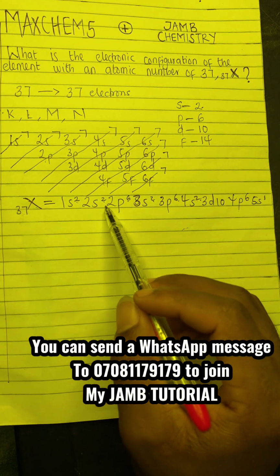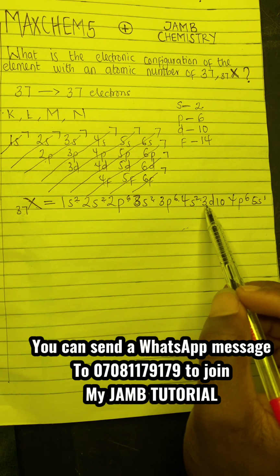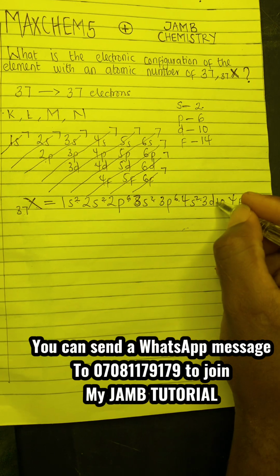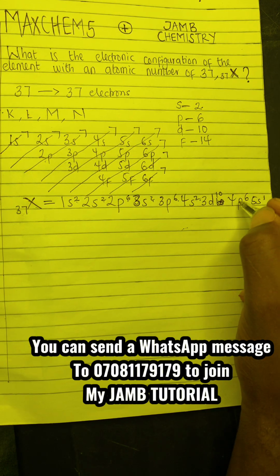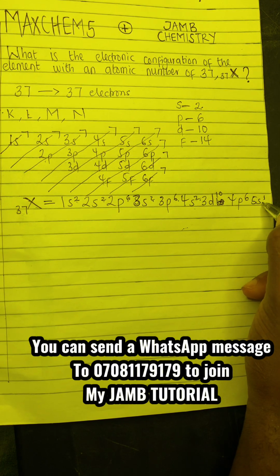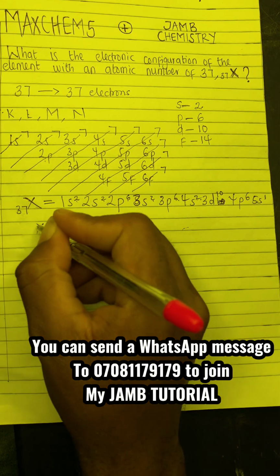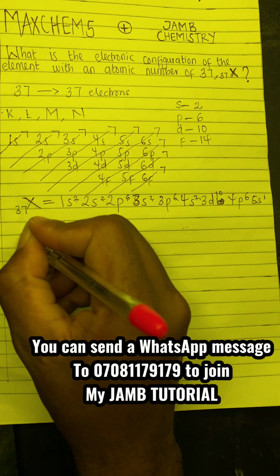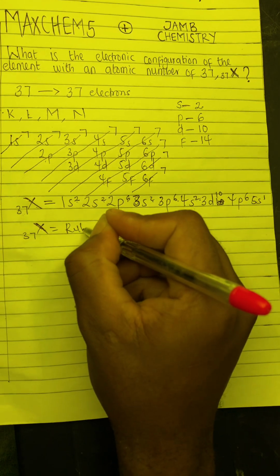So this is the electronic configuration of this particular element: 1s2, 2s2, 2p6, 3s2, 3p6, 4s2, 3d10, 4p6, and then 5s1. You understand? So what element is this, with the atomic number of 37? Which element has an atomic number of 37? Correct. The answer is rubidium.